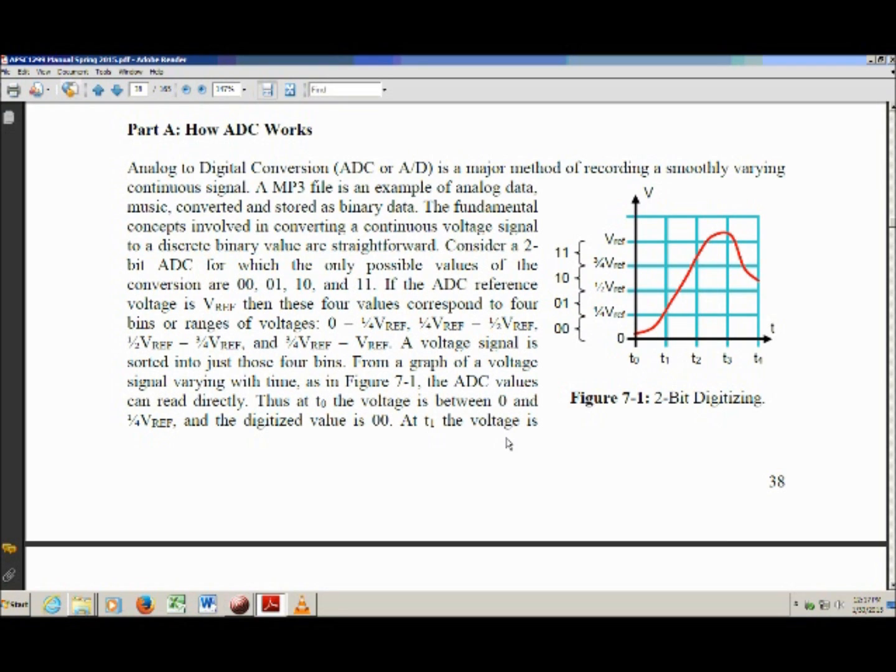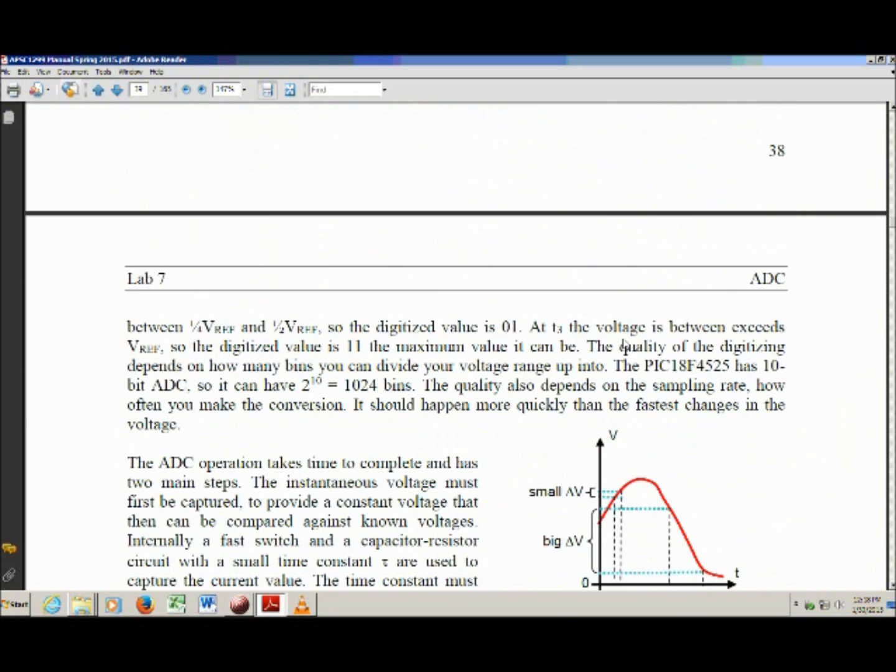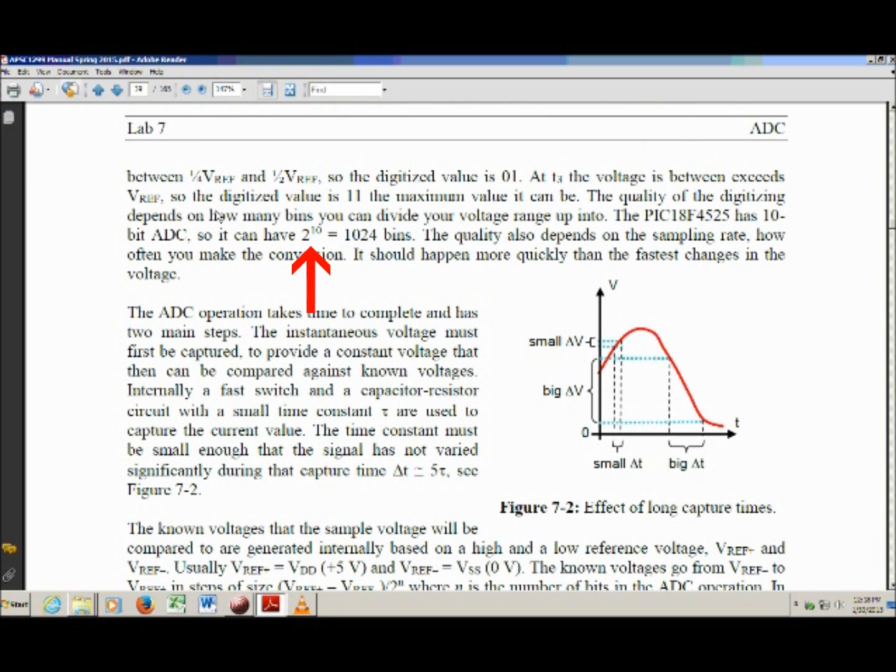So now we come back to the manual just so I can explain how what I've been talking about relates to what's written here. So here they're going over this same hypothetical 2-bit ADC module and noting that you can only get 4 values with a 2-bit ADC module, therefore you can only split your reference voltage into 4 equal-sized bins. Scrolling down, they note that our chip actually has a 10-bit ADC module, so that means we can have 2 to the power of 10 equals 1024 bins.